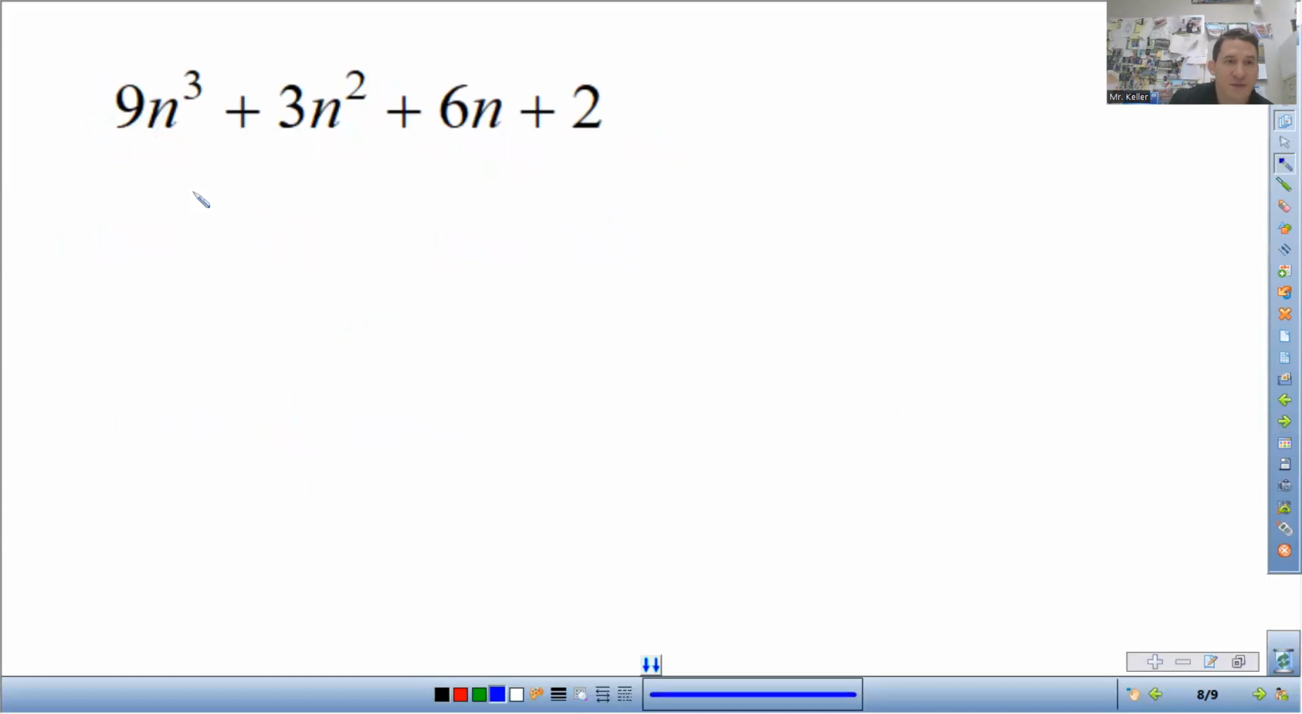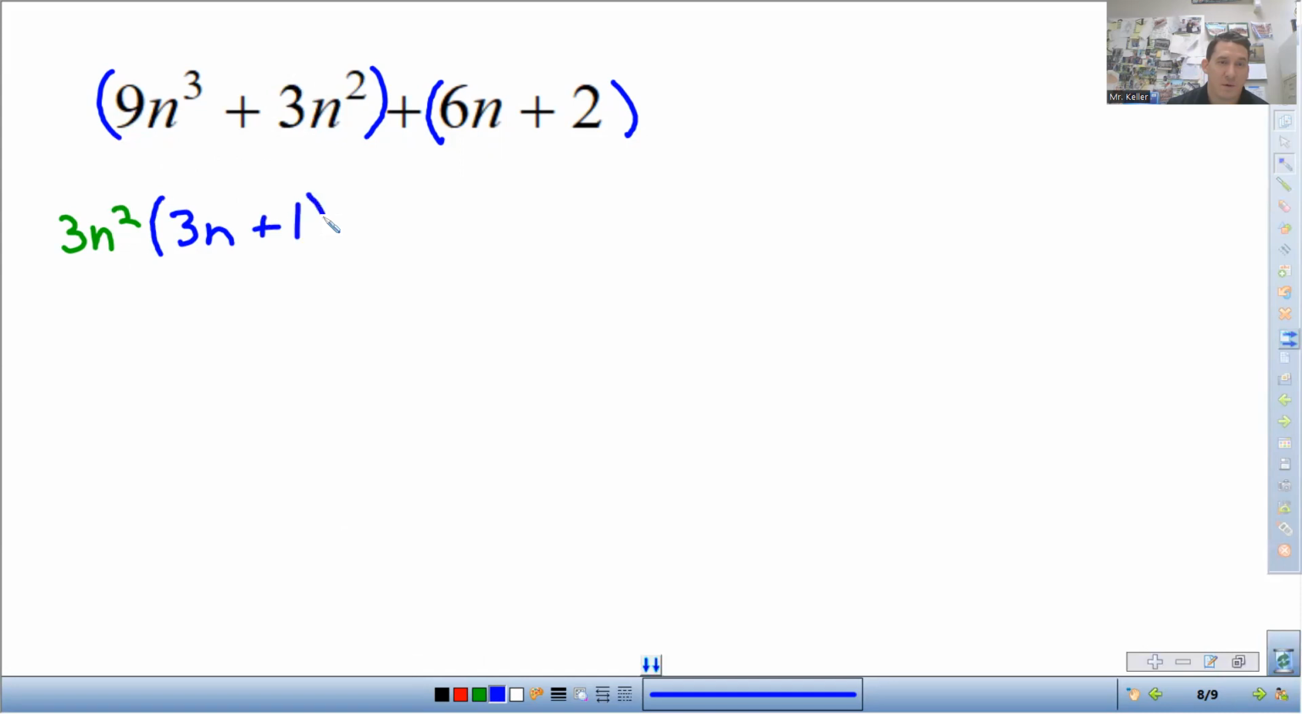So group terms together, the first two terms together, and the last two terms together. And then you're going to look for a greatest common factor. So here, the greatest common factor between 9n cubed and 3n squared, I can take out a 3 between the 9 and the 3, and an n squared between the n cubed and the n, and then I'd be left with 3n, since 9 divided by 3 is 3. I took out the whole n squared, so it's going to be plus 1. So if you take out the whole term, the greatest common factor of the whole term, you still leave a factor of 1 in there.